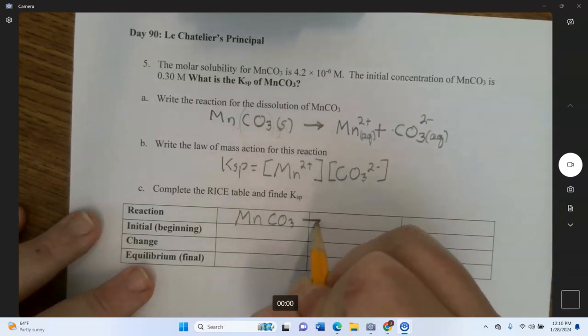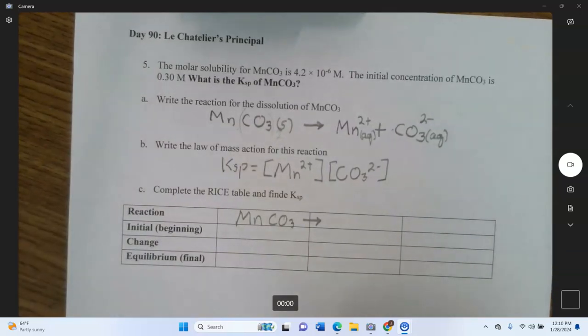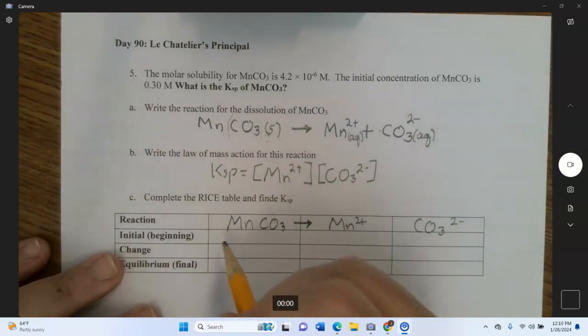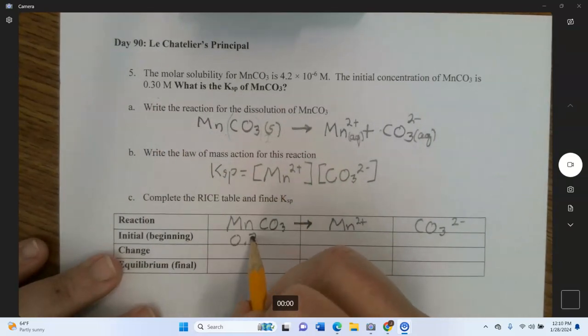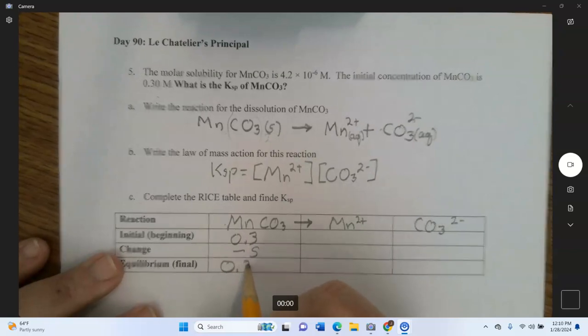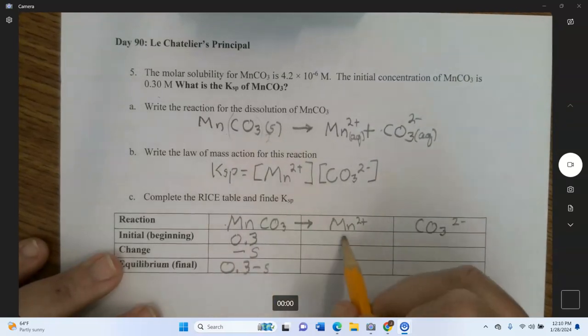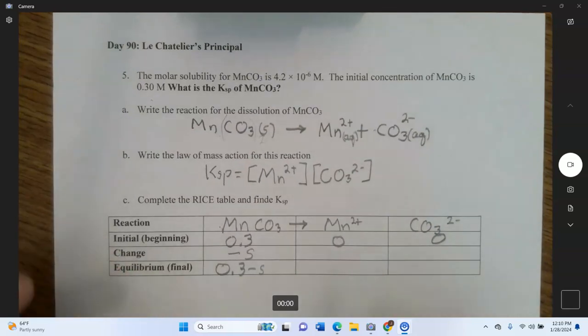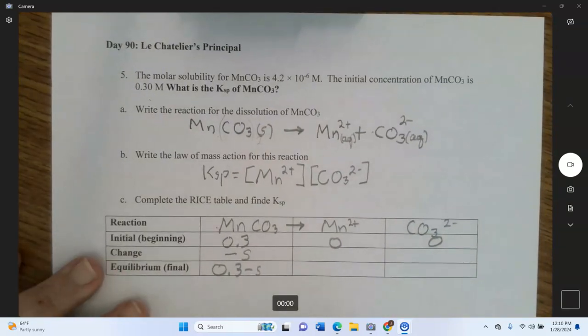And I always like to write arrows in Rice tables so I don't forget which side is reactants and which side is products. Okay, so the initial they give you is 0.3, but as in the last problem, it really doesn't matter. And it's a coefficient of 1 here, so it's minus S or X, whatever you choose. 0.3 minus S. And then you always start with nothing here. Usually you do. What happens if you don't? We'll talk about that at a later time.